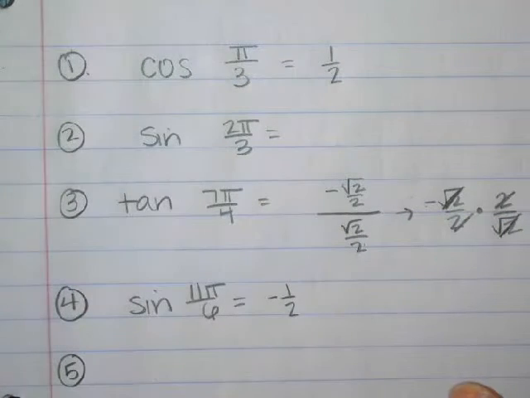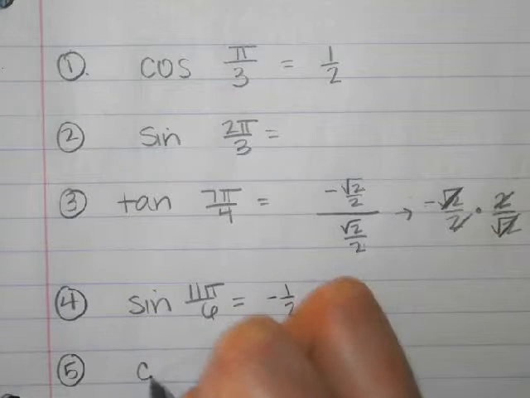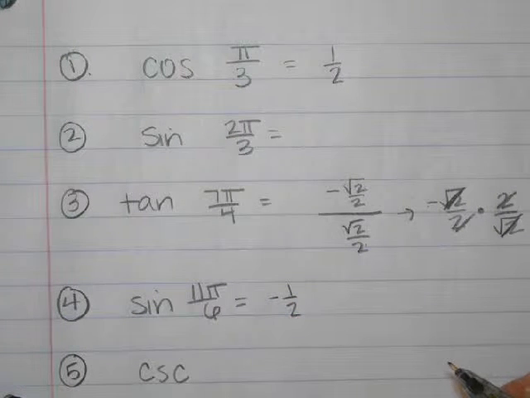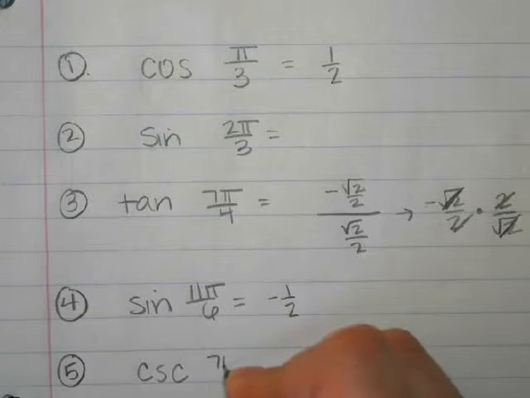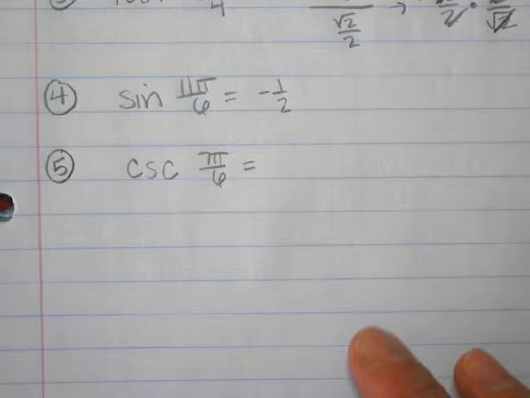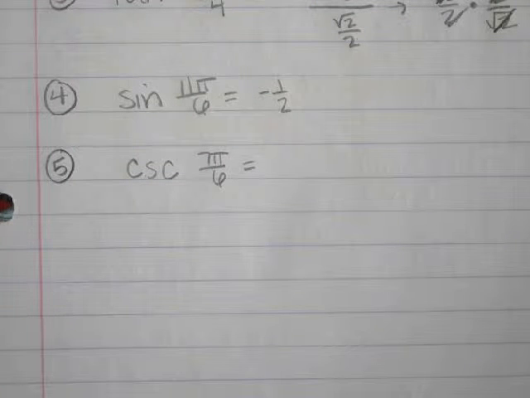All right, 5th problem. We are going to do cosecant of 7 pi over 6, but simplify it. So you can think 1 over sine, or you can do the flipped version of sine. The flipped version of sine would be easier. So take sine and flip it.